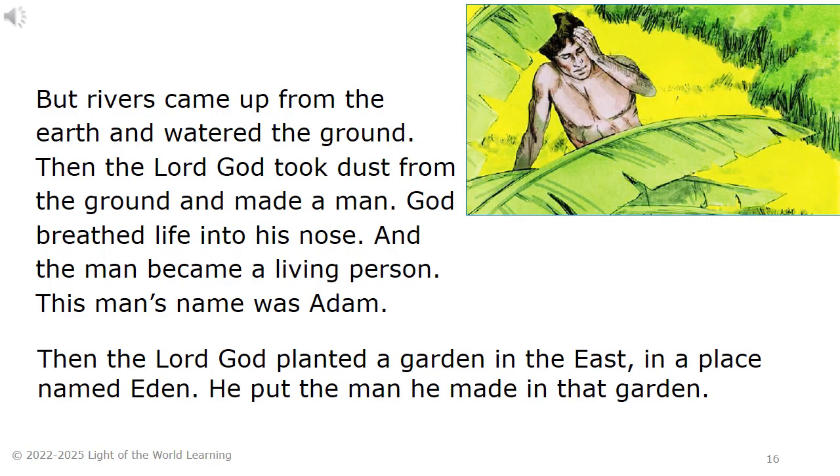Then the Lord God took dust from the ground and made a man. God breathed life into his nose, and the man became a living person. This man's name was Adam. Then the Lord God planted a garden in the east, in a place named Eden. He put the man he made in that garden.